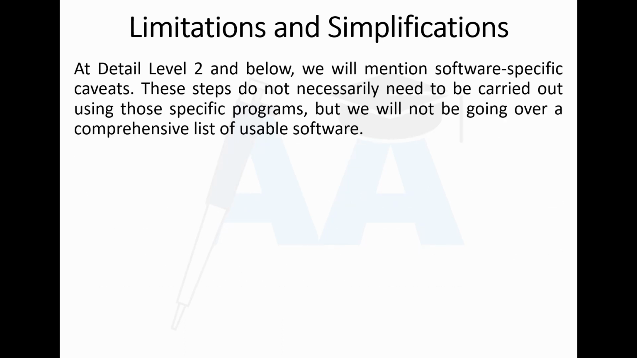The last thing to mention before we begin is that at detail level 2, I'll discuss caveats and examples which are specific to the software programs I use or am familiar with. However, those steps in the pipeline don't necessarily have to be carried out using the programs I mentioned. Alternate options exist for every step of the core pipeline, so don't be surprised if you read papers which mention an entirely different suite of programs which haven't been mentioned in this video series.